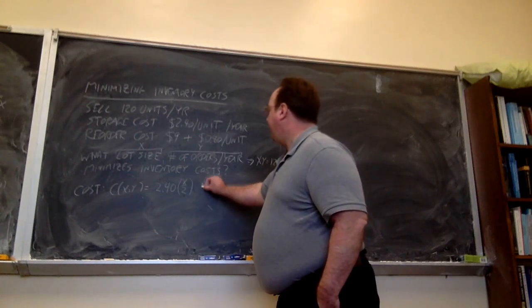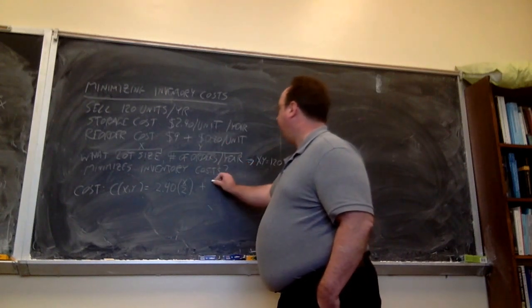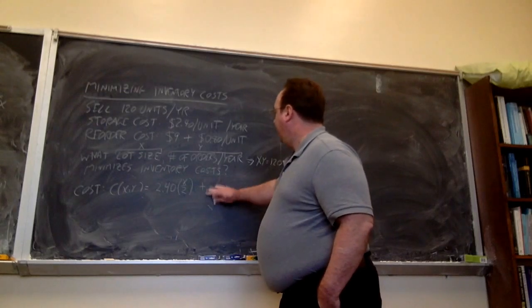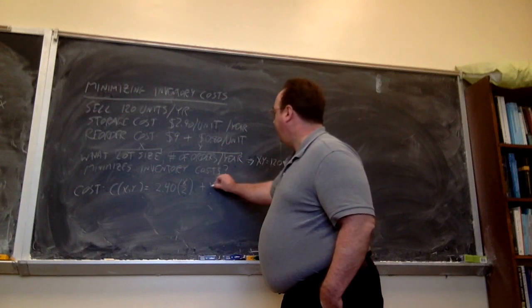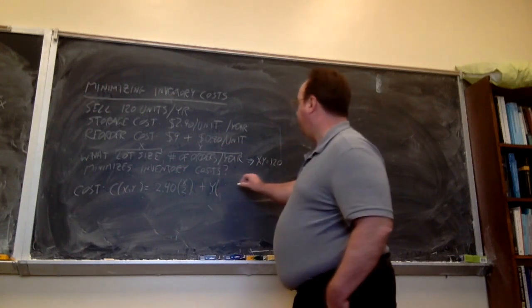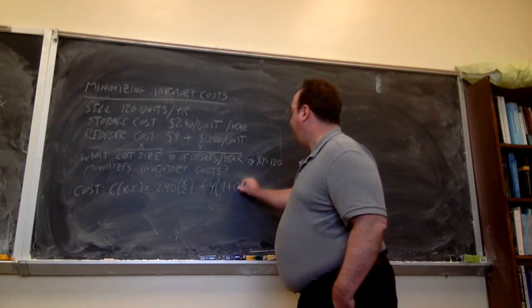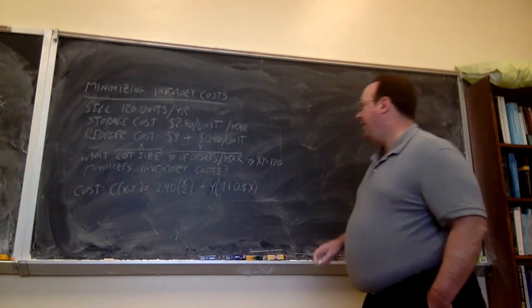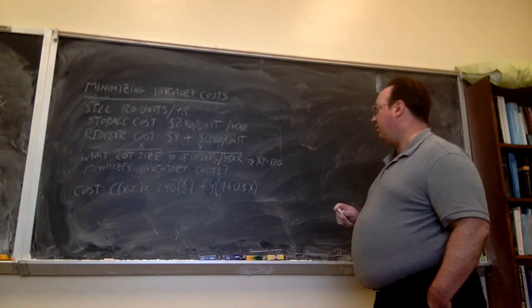And then the cost from reordering is going to be, for each order that you place, and Y is the number of orders per year, 9 plus 0.8 times X. So this is our total cost.